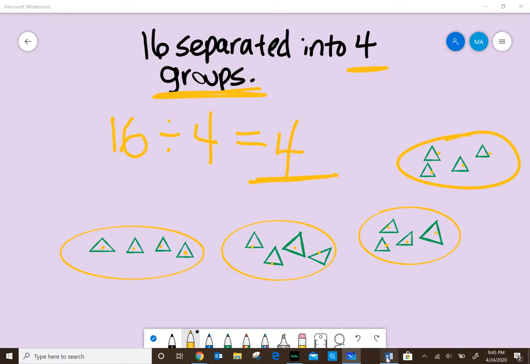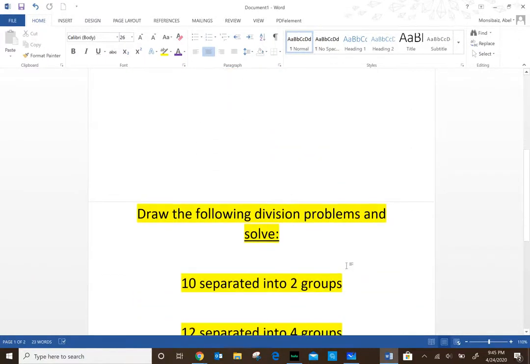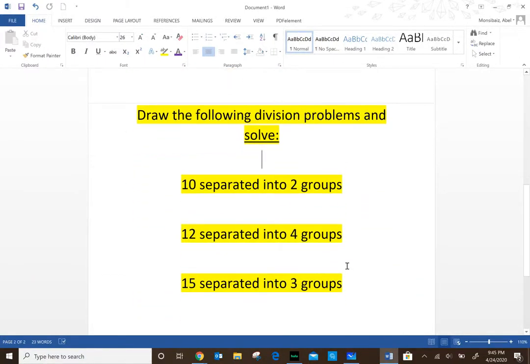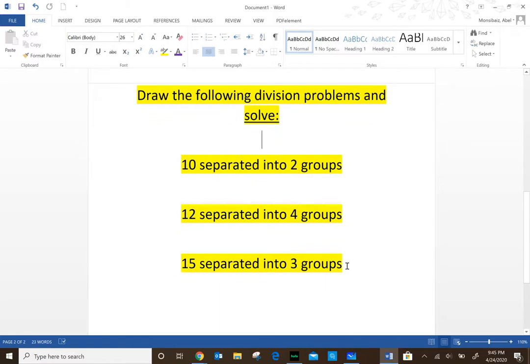Now you're going to have to draw what they're asking you to draw on your learning board. Take a picture and send it to your teacher.